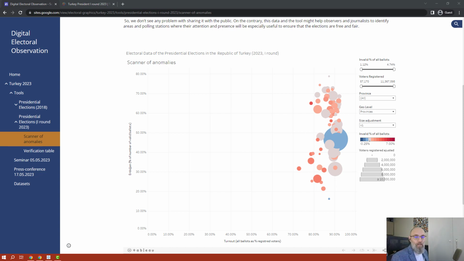Due to quite an extraordinary situation, we're going to publish data for the first round of the presidential election in Turkey that took place 2 weeks ago, and we're sharing, and I will explain to you how to use a tool to visualize that data.